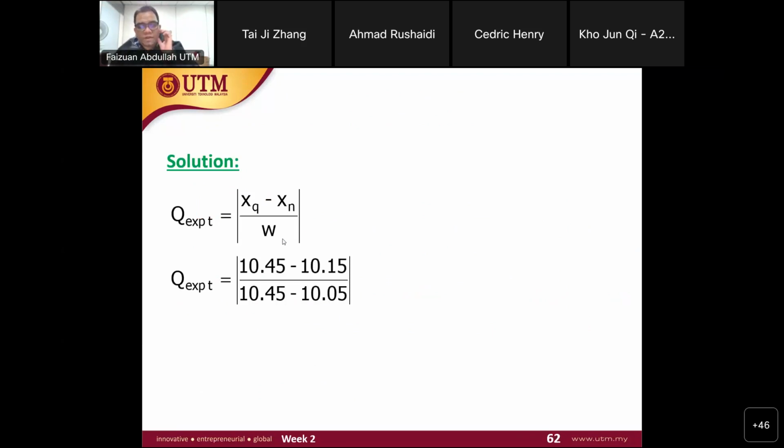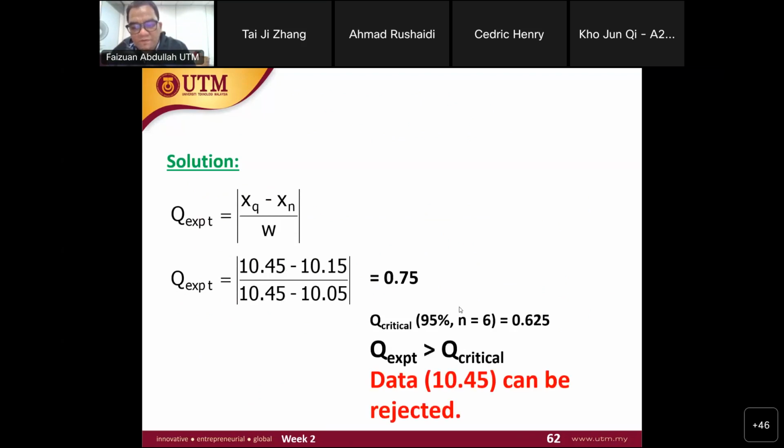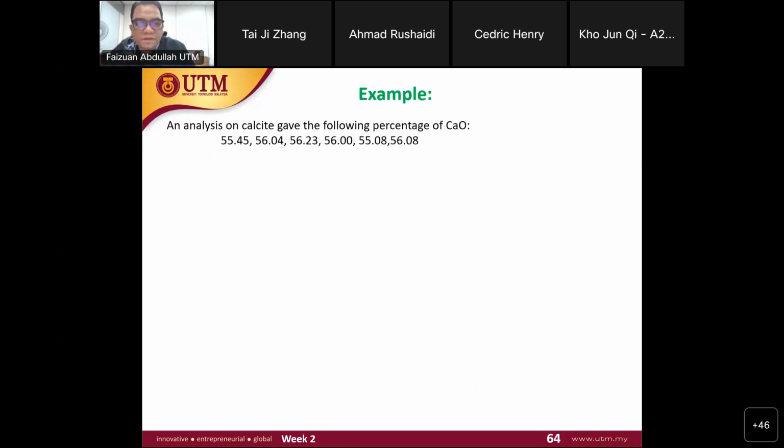All right, so the Q experiment we can calculate here: xq minus xn divided by w. Then we got 0.75. So from the Q critical or Q table, 95% confidence level, n equal to 6, so 0.625. So Q experiment is larger than Q critical, so data 10.45 can be rejected. Okay, that is the way to calculate the outlier.